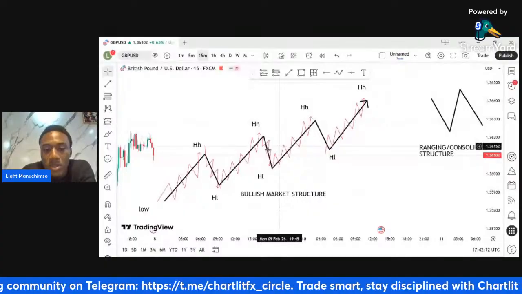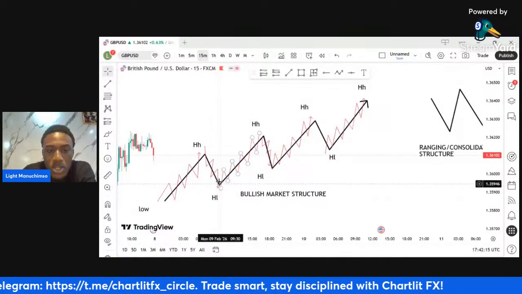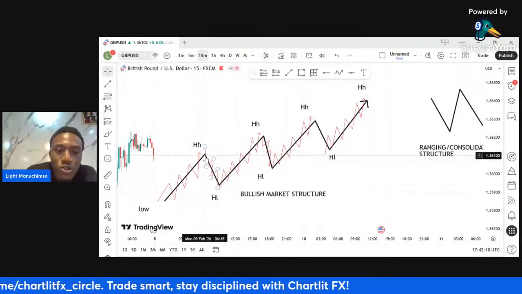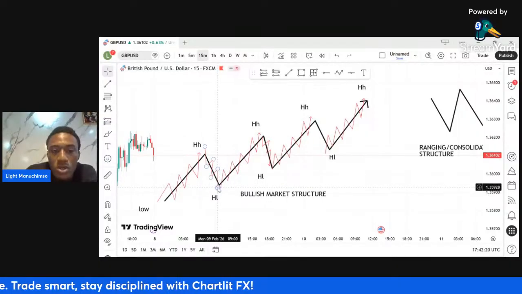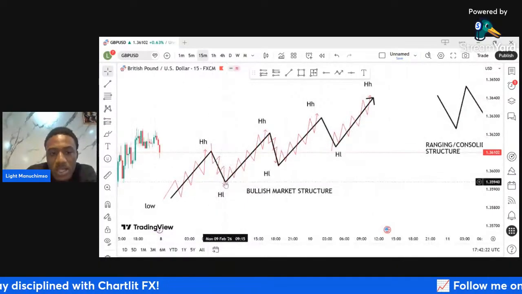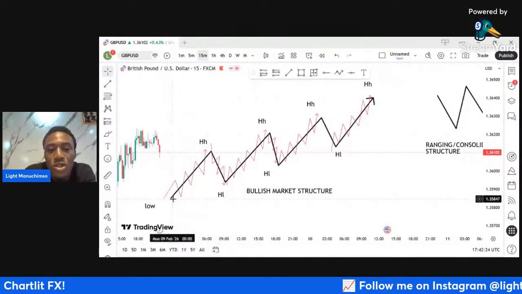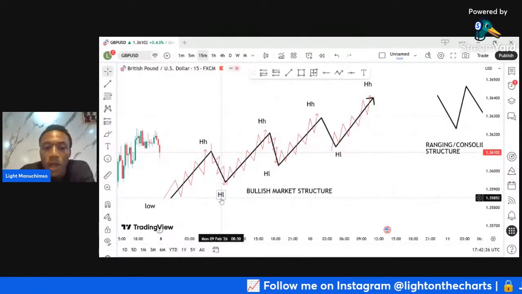And then the bottom right here, this is a low, right? Price pushes, creates a new high, drops to a higher low. Now, this low that we are seeing at this bottom right here is higher than this one here. So therefore, it's called the higher low. Hope you guys understand.